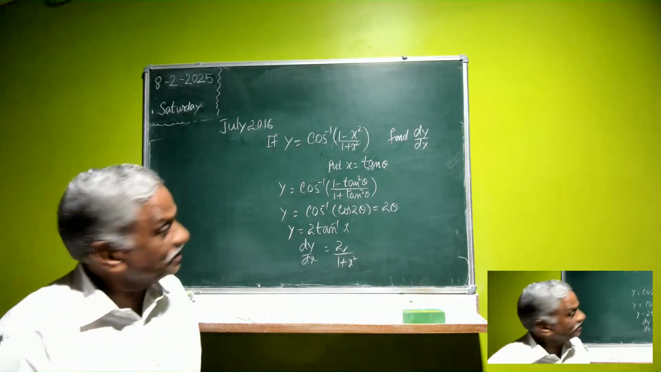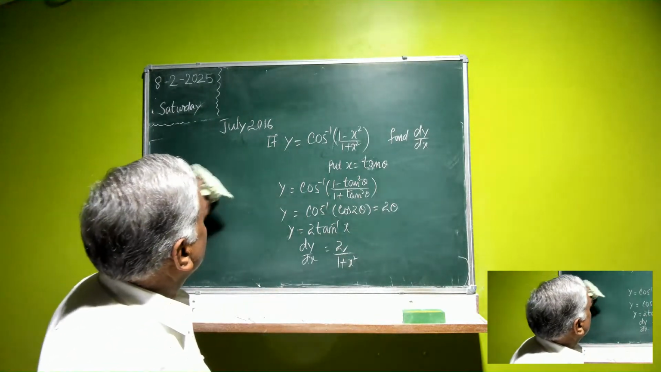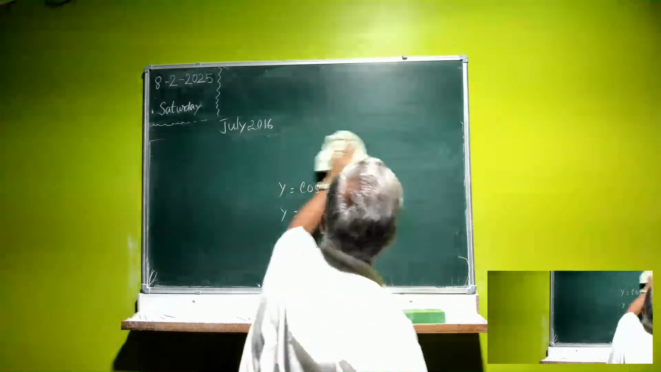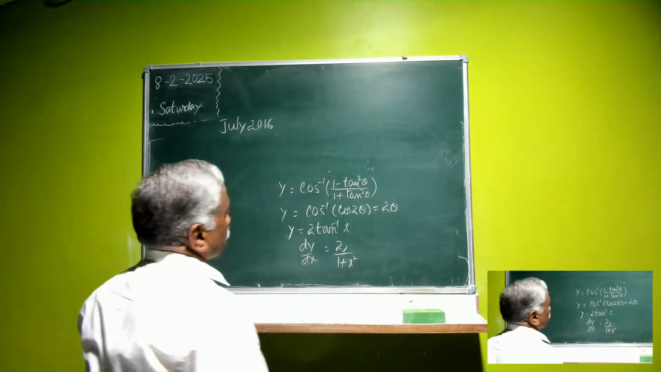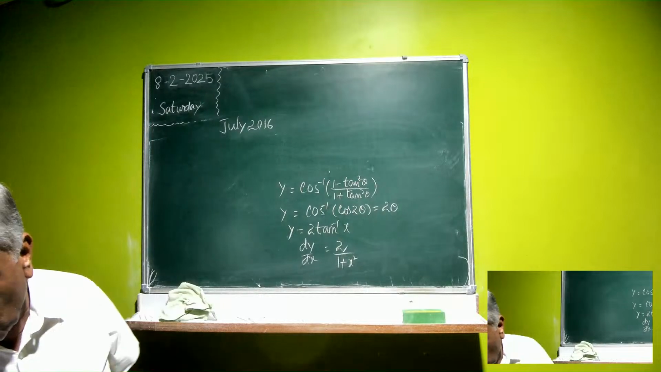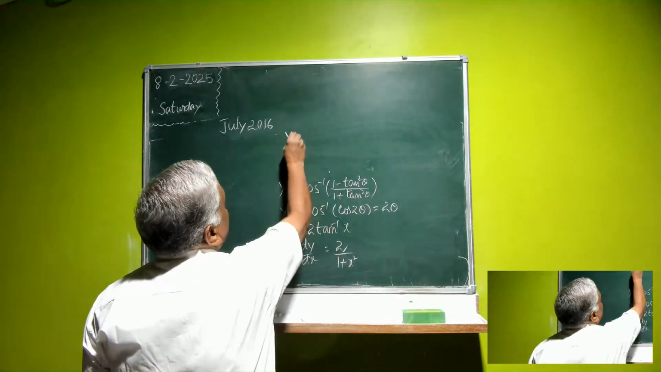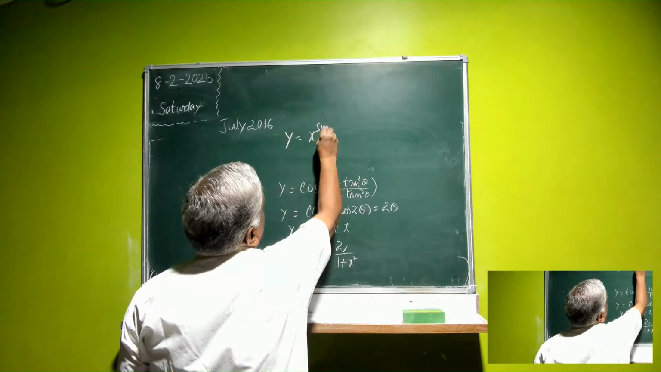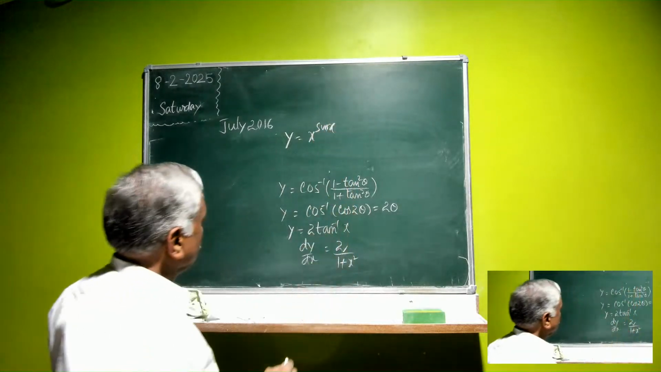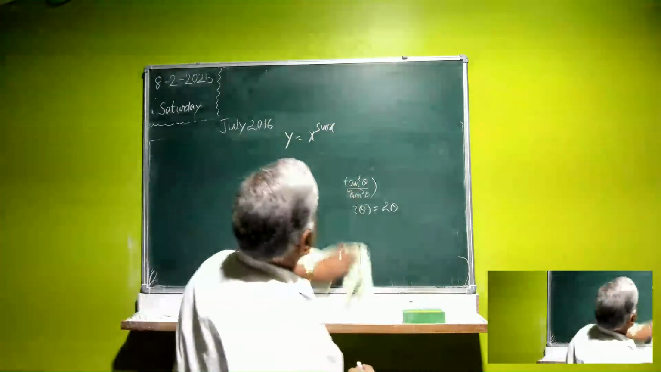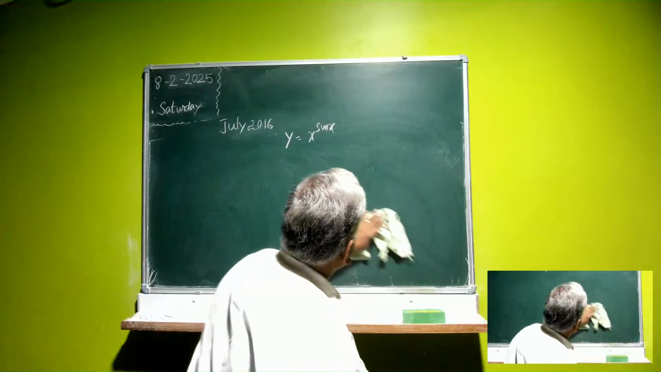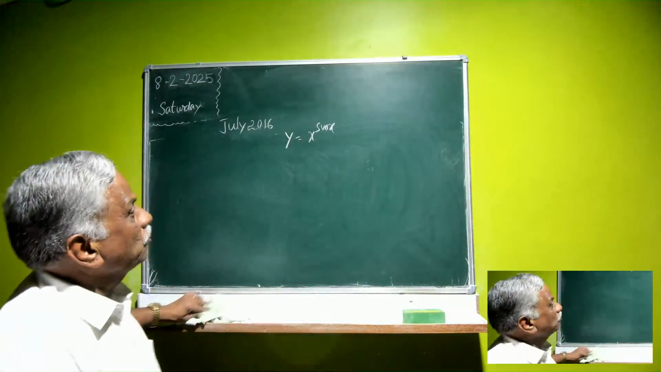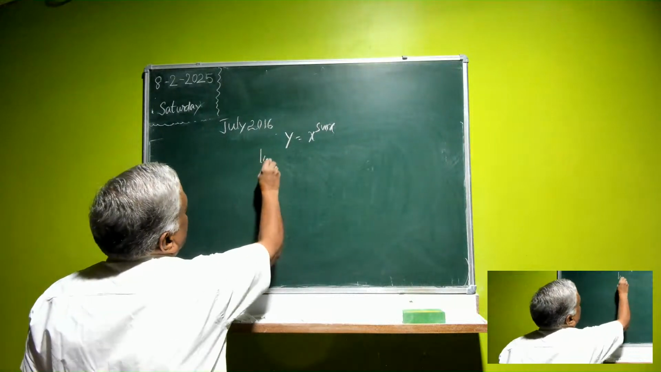Then we move on to the same year, July 2016 only. One more problem they have given. y is equal to x to the power of sin x. Very clear the moment you see the problem. It's a problem of the type f of x to the power of g of x. So you have to go for log. Take log on both sides.